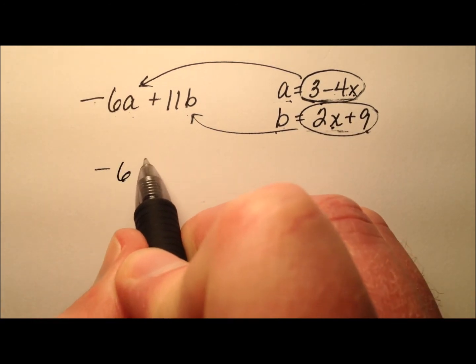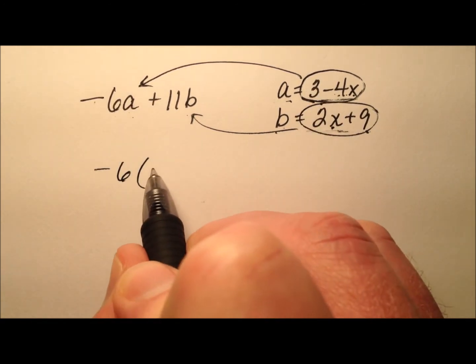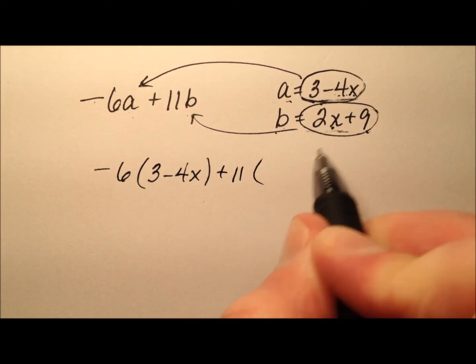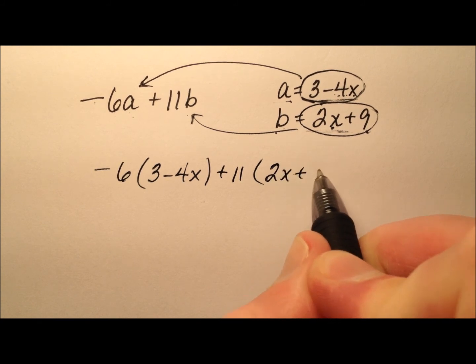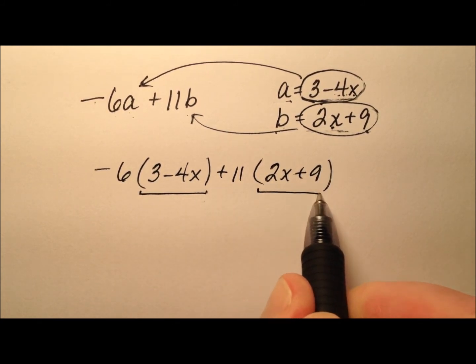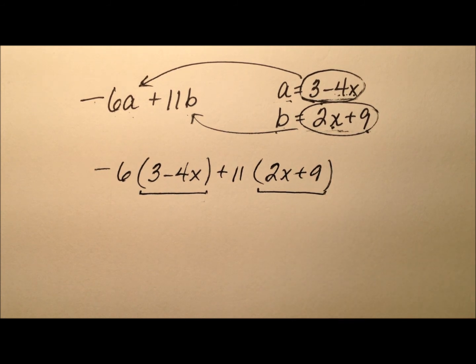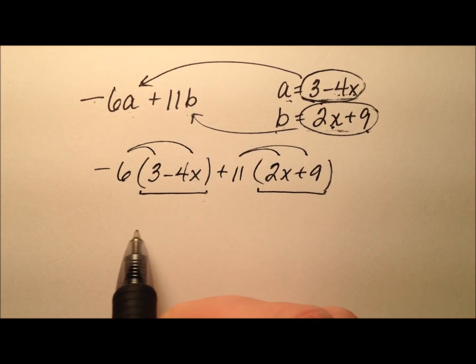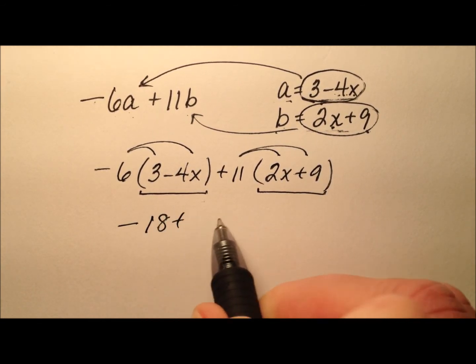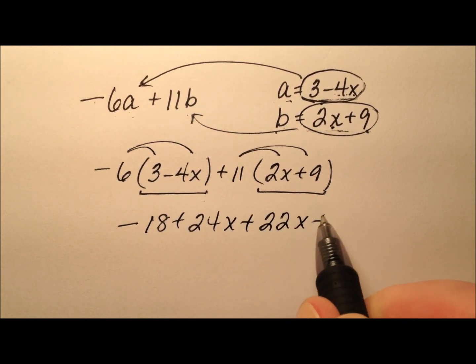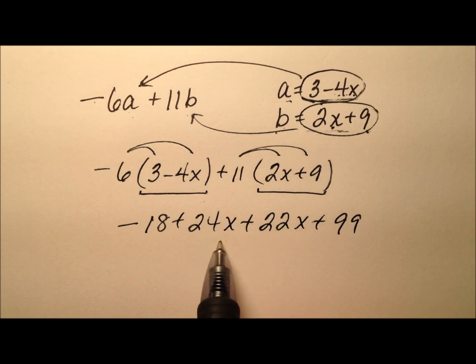So negative 6a. So what's my value of a? Well, 3 minus 4x, plus 11b. What's the value of b? 2x plus 9. Notice, if you will, again, we put those things in parentheses. So substituting always requires parentheses because it means multiplication. So I'm going to go ahead and distribute through here. So negative 18 plus 24x plus 22x plus 99.